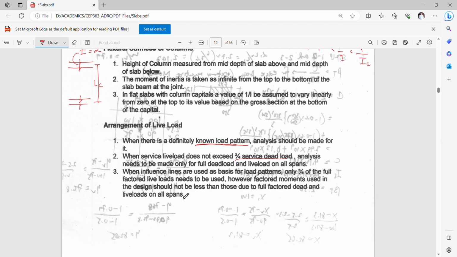So that's it for the conclusion of your ACI direct design method and equivalent frame method. I hope you have so far distinguished the difference between the two, and appreciate the advantages of one over the other.